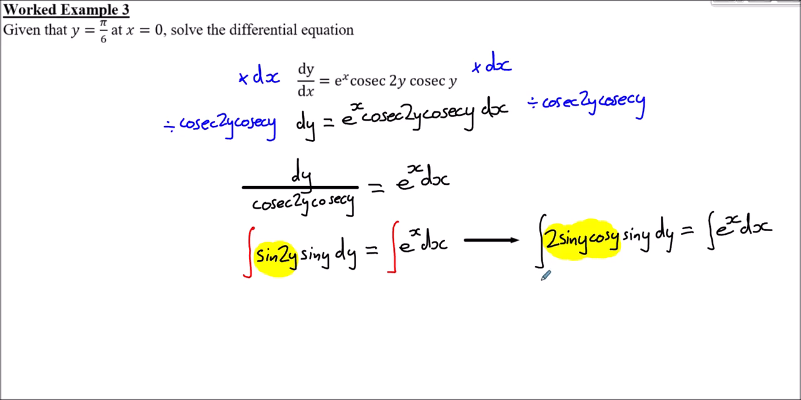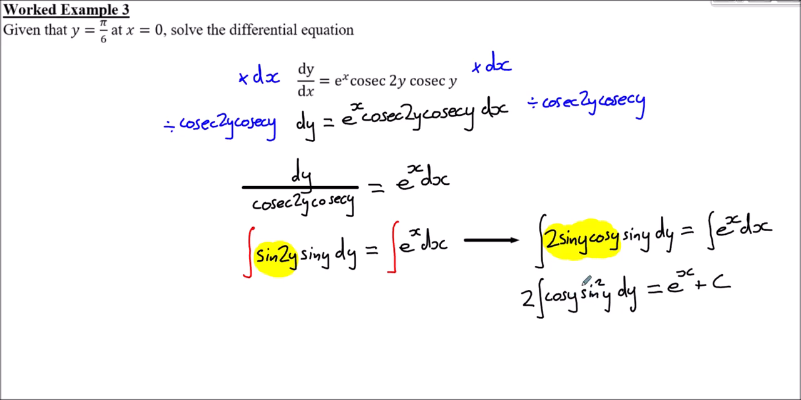Now what I can say, I'm going to put the 2 on the outside of the integral. Now I've got sine squared y. In fact, I'll put cos y first. So cos y sine squared of y dy. Now I'm just going to integrate this. E to the x integrated just integrates to itself, so that becomes e to the x plus c.